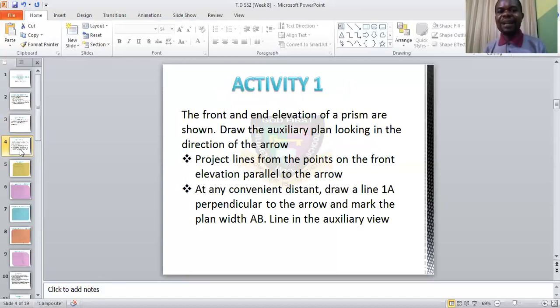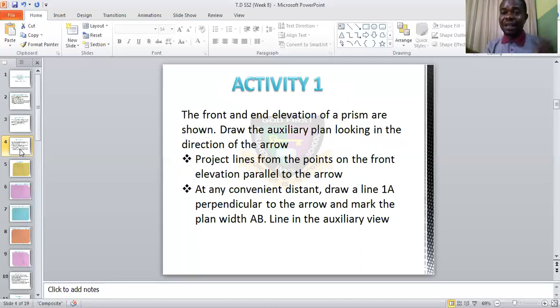We do the practical, as we'll be doing. The front and end elevation of a prism. We are saying we want to draw the resultant view of prism, pyramid, and so on. I'm giving you two good examples today. The front and end elevation of a prism are shown. Draw the auxiliary plan looking in the direction of the arrow.